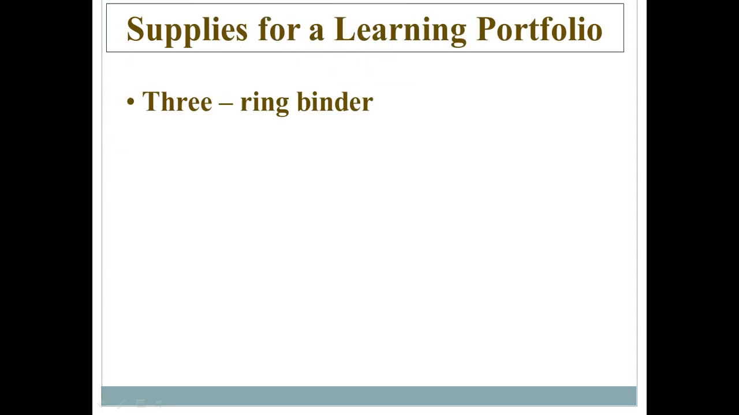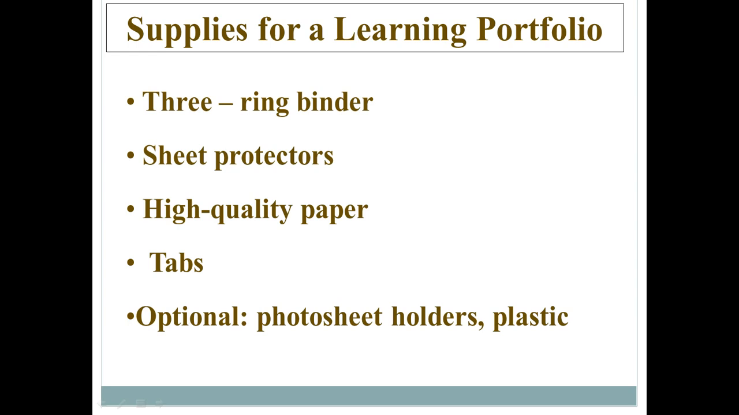To create your learning portfolio here in ACA 115, you're going to need some certain supplies. One is a 3-ring binder. I recommend a 2-inch or better, and this will help you as you collect more artifacts that you'll have enough room to do that. Sheet protectors, this is to protect anything you put in your portfolio from getting water damaged or getting fingerprints on it. High quality paper, at least use 20 to 24 pound bond paper. You need to tab your portfolio, and we'll talk about how it needs to be tabbed. And then optional could be photo sheet holders if you have some photos. If you have something, a CD that you want to put in there, you can get those type of holders also.